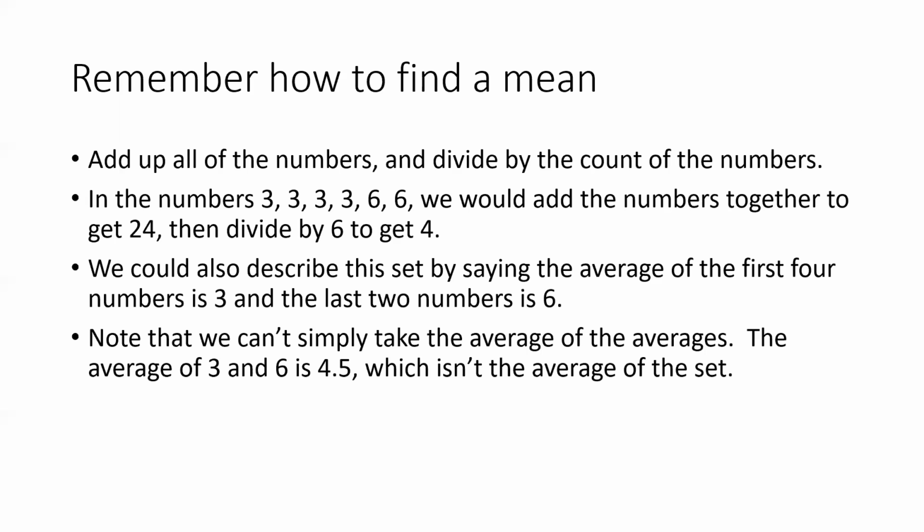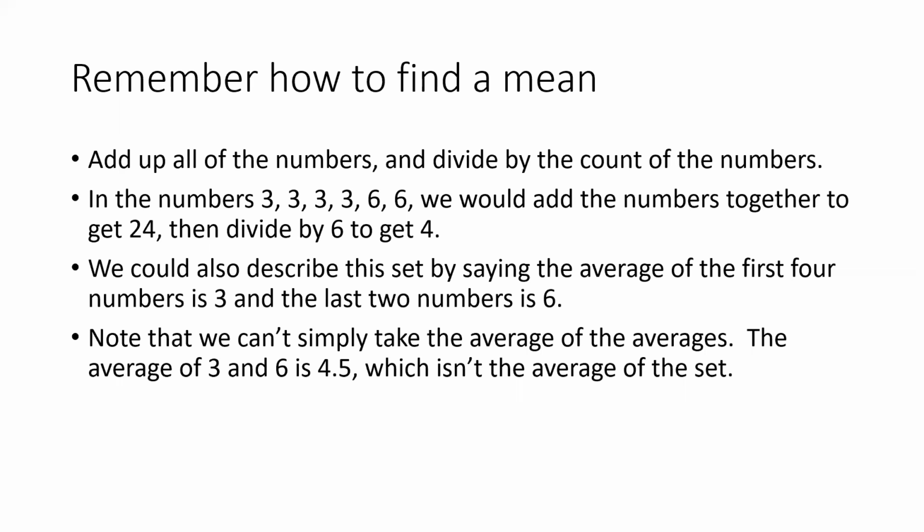Everyone agree that the average of those 6 numbers is 4? Okay, good. So another way we can describe this set of numbers is by saying the average of the first 4 numbers is 3 and the last 2 numbers is 6. Because that's right. If the first 4 numbers are all 3, then their average is also 3, right? And likewise, if the last 2 numbers are 6, then their average is also 6, right?